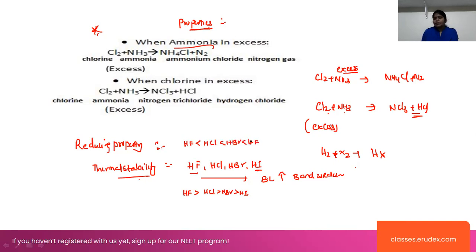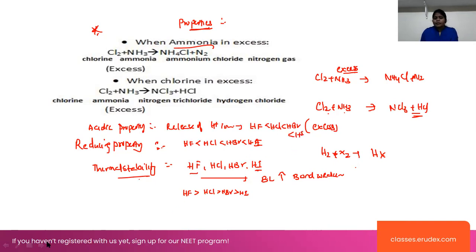From fluorine to iodine, HF to HI, the reducing property increases here. In this case we can say the acidic property also. Acidic property means release of H+ ions. Release of H+ ions will be more whenever the size of the atom increases. So in this case also, HF is less than HCl, less than HBr, and less than HI.